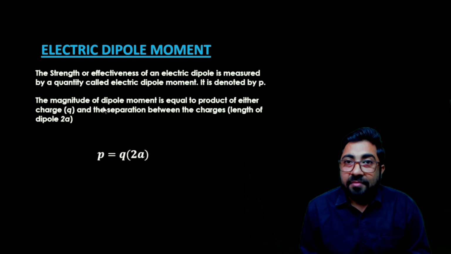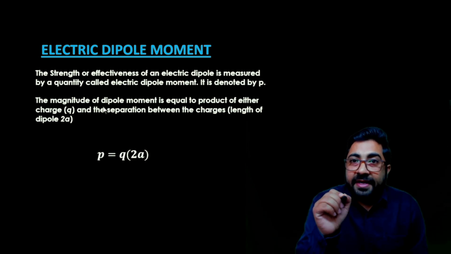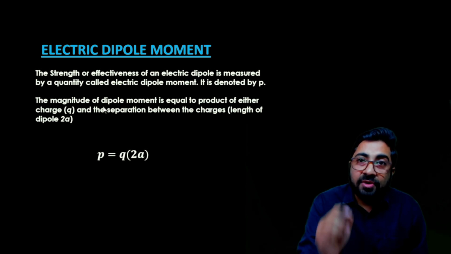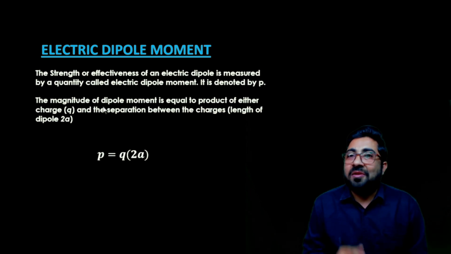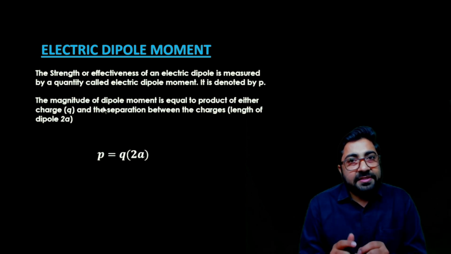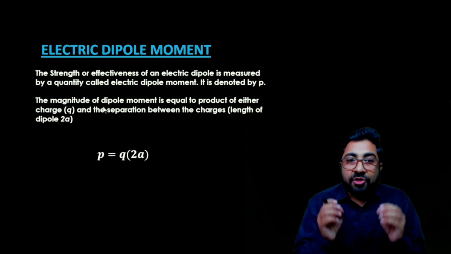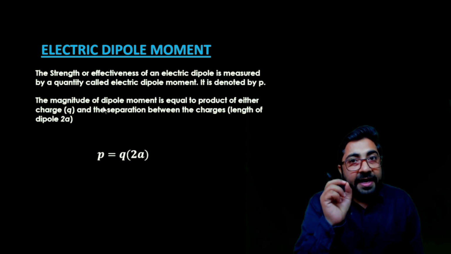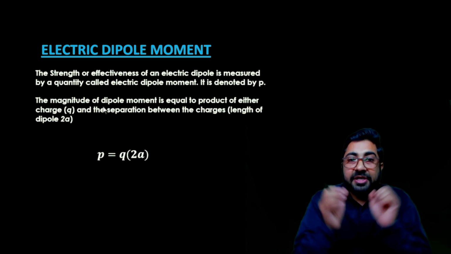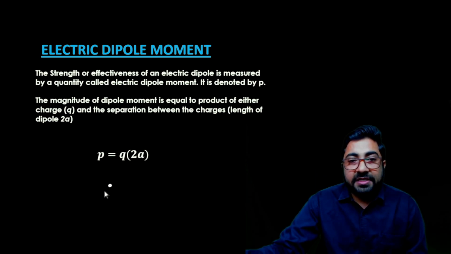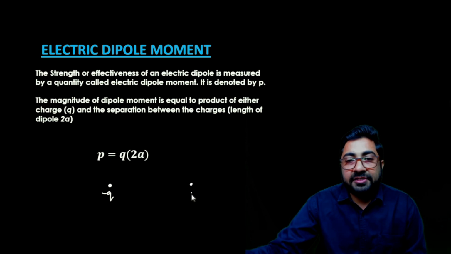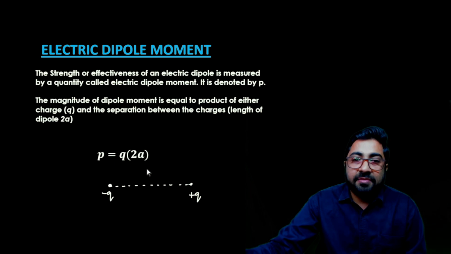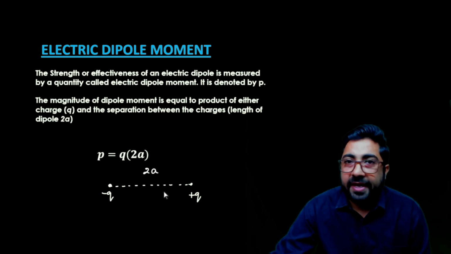And also because the effectiveness of the dipole system is denoted by the dipole moment, and moment is a vector quantity. Hence, the effectiveness of that dipole system numerically is represented by the product of either of the charge and the separation between them. So here if two charges, minus q and plus q, are separated by some distance, the separation between the charges is known as 2a.